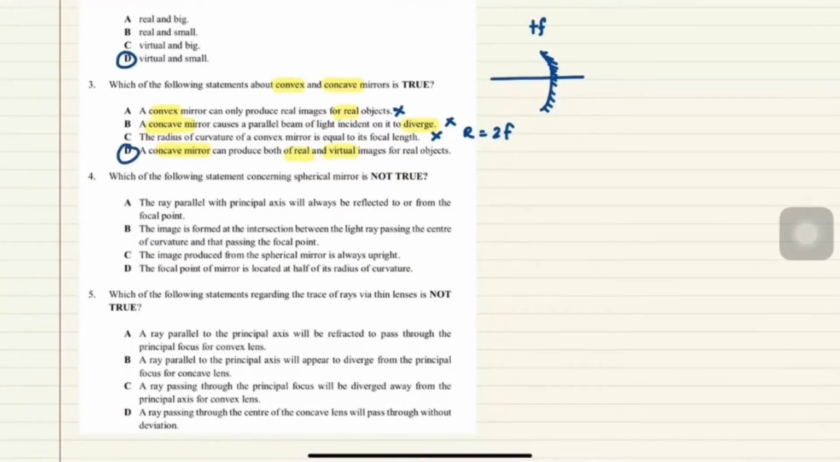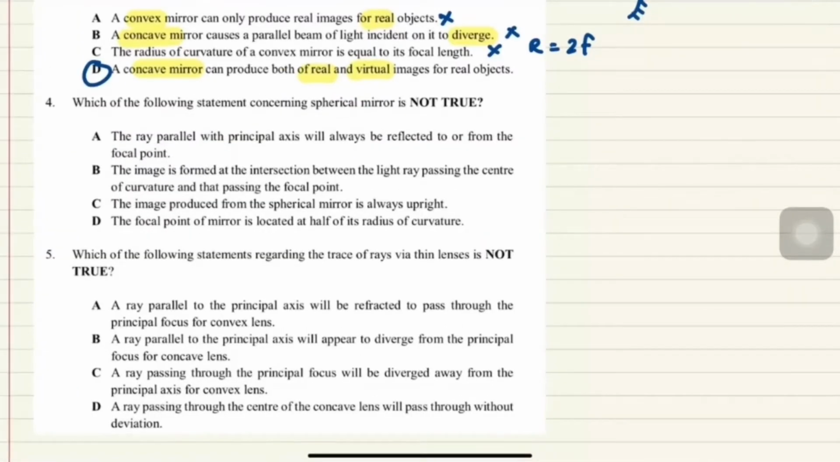Question number 4. Which of the following statements concerning spherical mirrors is not true? Okay, the ray parallel to the principal axis will always be reflected to or from the focal point. That one seems correct. The image is formed at the intersection between the light ray passing the center of curvature and the ray that passes the focal point. That one is correct as well. And the image produced from a spherical mirror is always upright. This seems wrong. The focal point of a mirror is located at half of its radius of curvature. That one is correct. So the answer is C. Okay, number 4 is C.